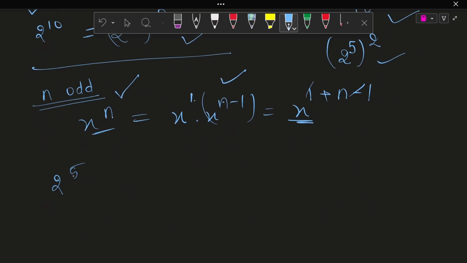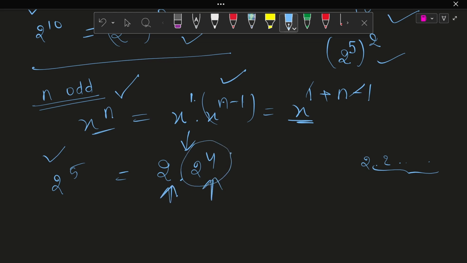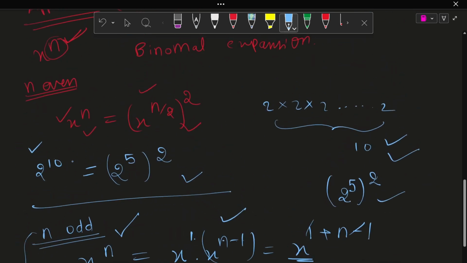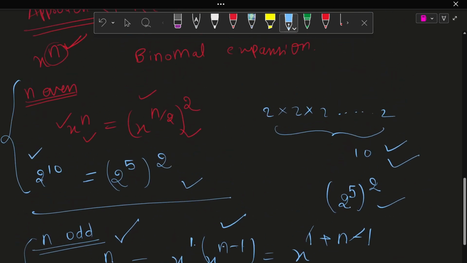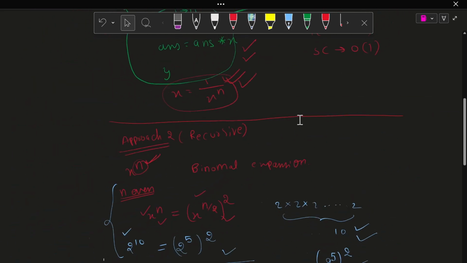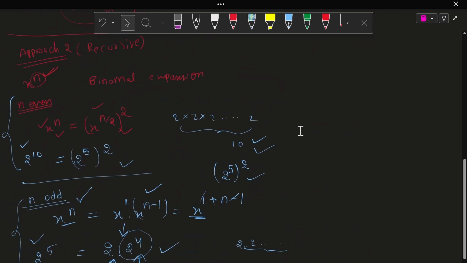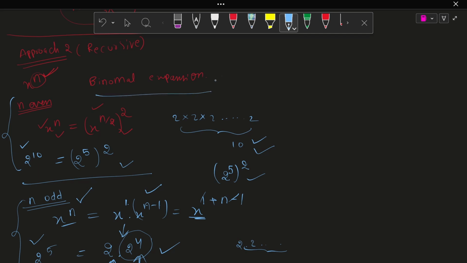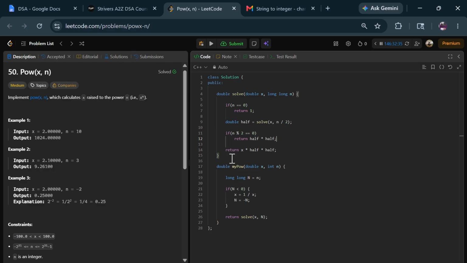Let's say you have 2 power 5 and you need to calculate this exponential. You can express this as 2 into 2 power 4, right? Instead of calculating 2 into 2 into 2, five times, you can simply multiply 2 by 2 power 4, and this we can get with the help of recursion. This is the case when n is odd, and the earlier concept is when n is even. This whole concept is approach 2, or we can simply call it binomial expansion.